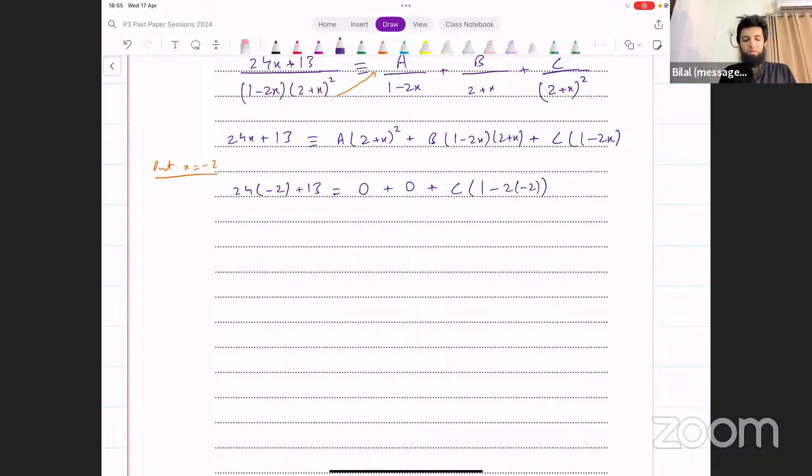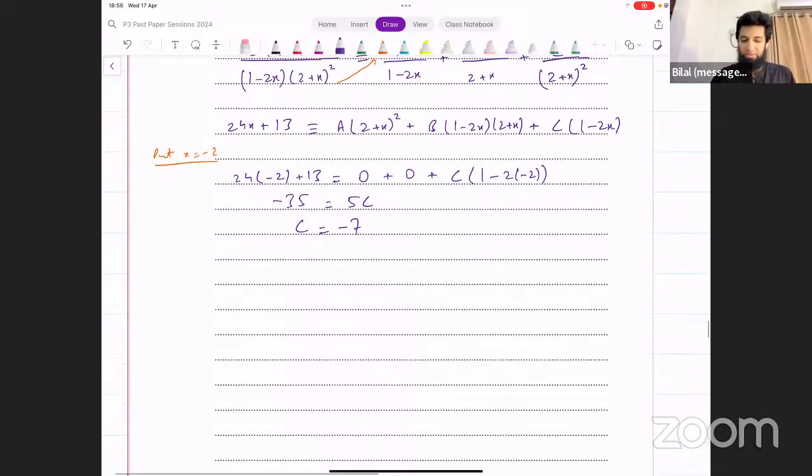24 into minus 2 plus 13. What's that? Minus 48 plus 13. That is minus 35. On the other side, you have 1 plus 4, which is 5, 5 times c. So the value of c turns out to be minus 7. Okay, that's what the value of c turns out to be.